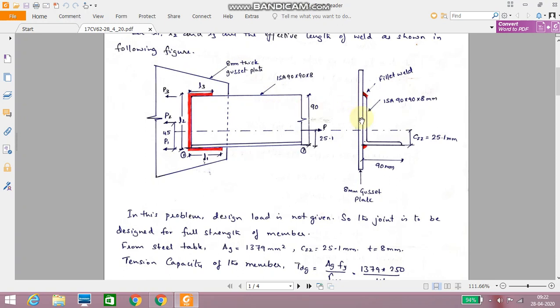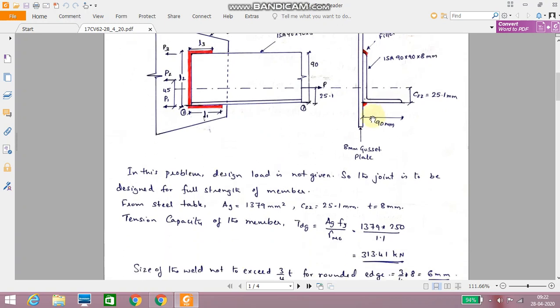So we can also find the side view here. In the side view you can see the gusset plate here, and this is the angle 90 by 90 by 8 equal angle it is. So from the steel table you can find the CG distance of this angle section, that is CZZ equal to 25.1 mm. So in this particular problem the design load is not given.